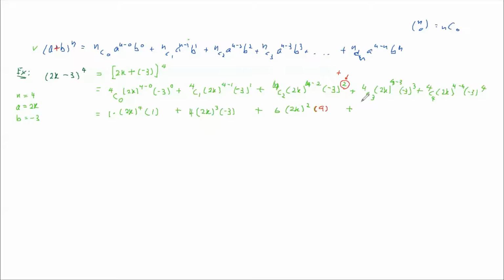4C3, you use calculator. 4C3 is 4. So you have 4 here times 2x to the power of 4 minus 3, which is power 1. And then this one, you see, negative 3 power 3. Don't forget this one again. Really important, okay? This is a power 3 here. It's an odd number, right? It's an odd number, so the sign must be negative. So negative 3 power 3 is negative 27.